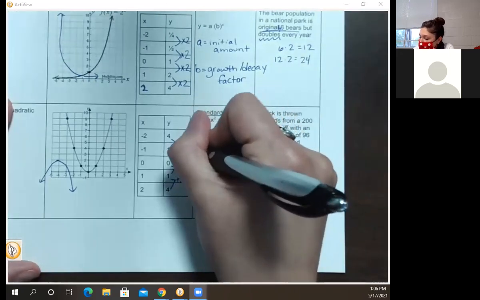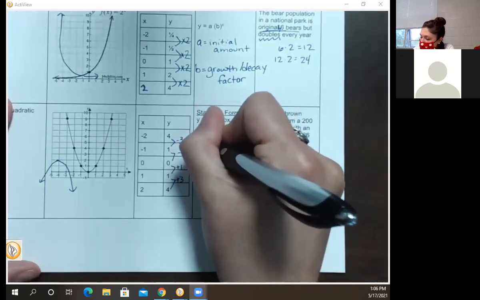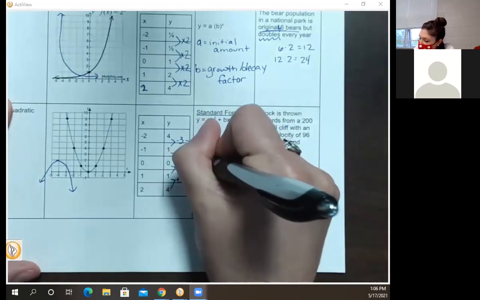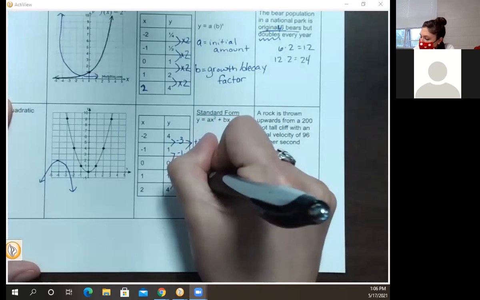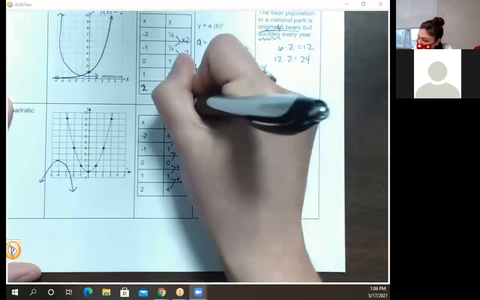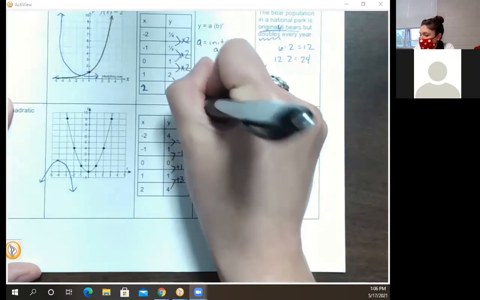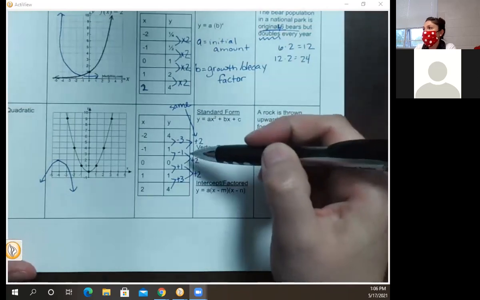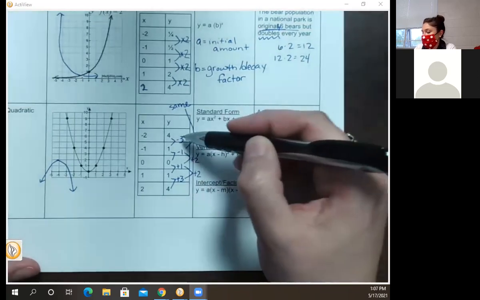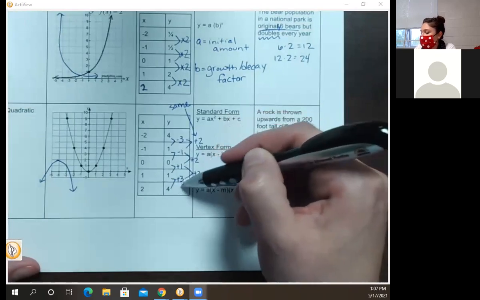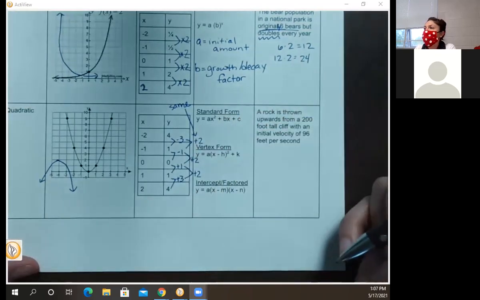To get from -3 to -1, we would have to add 2. To get from -1 to 1, we have to add 2. And to get from 1 to 3, we have to add 2. So these numbers are the same. Does that make sense, this difference here? So the y's aren't changing by the same amount every time, but there is a pattern in how they change. That's how I identify a quadratic function from a table.